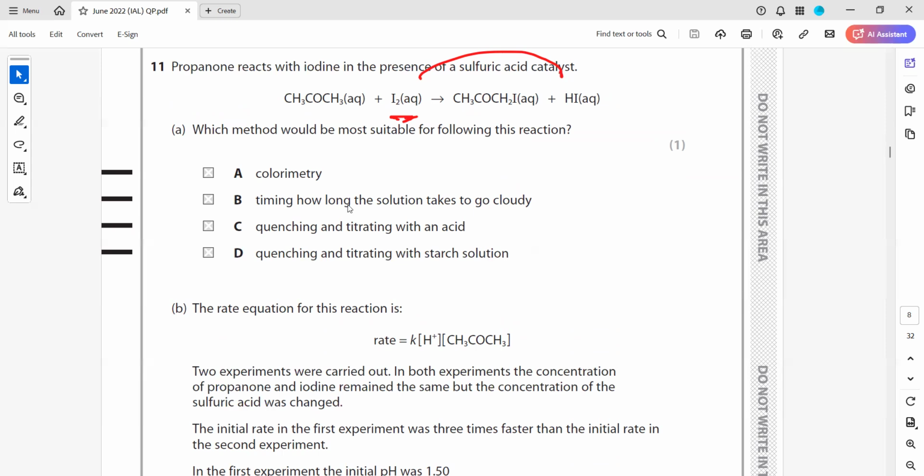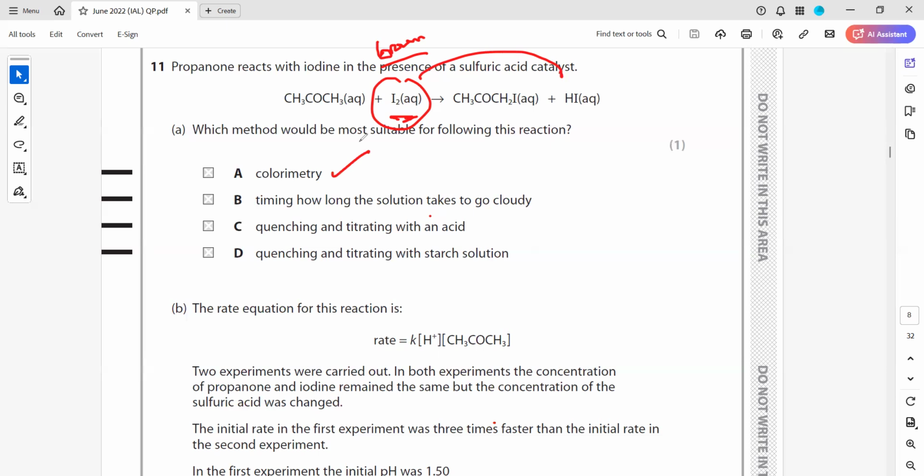Now look, the first one: what is the color of iodine in aqueous solution? It is brown in color. Iodine in a low concentration is yellow. Normally it's brown, but yellow is acceptable. Then it turns to hydrogen iodide, so it turns colorless. So the color change will occur.